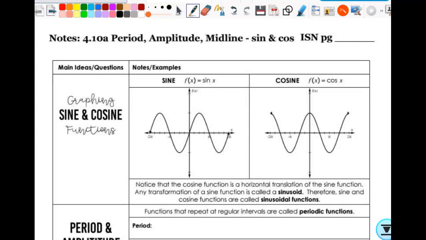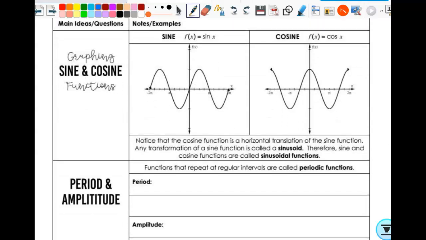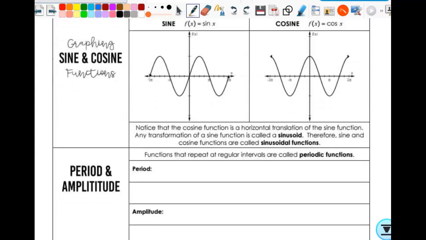So today we're not actually going to graph. We're going to talk about how we figure out stuff from the graphs and from the equations. And once we can do that, then we'll start actually graphing tomorrow. So here's a parent function for sine and cosine.